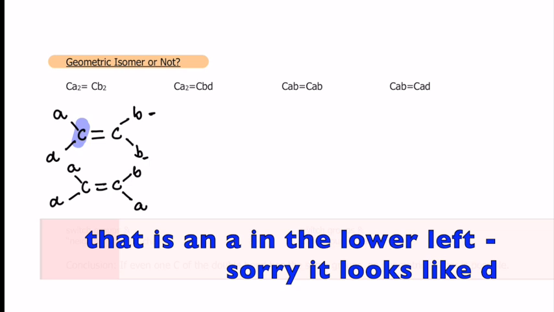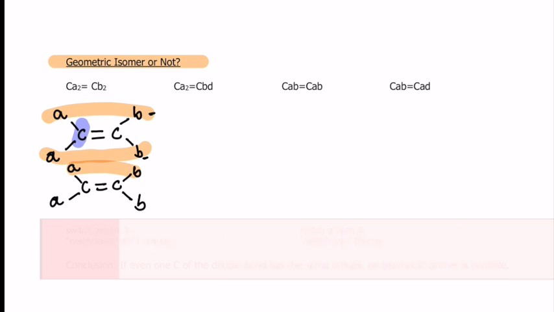Well, in the first case, you had A and B as neighbors, and now you also have A and B as neighbors. And here as well, you had A and B as neighbors and you get A and B as neighbors. Because when we changed the groups, the neighbors did not change, we say that there is no geometric isomerism possible in such a case.